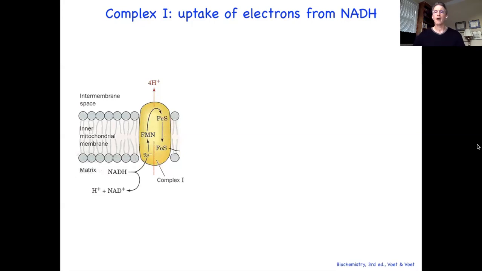Okay, so how this works has been a fascinating focus of people trying to understand not only the redox chemistry but the functional chemistry, the structure-function aspects of this complex for a long time. And what was known for a long time is that this process first involves transfer of the electrons to a tightly bound flavin mononucleotide, right?